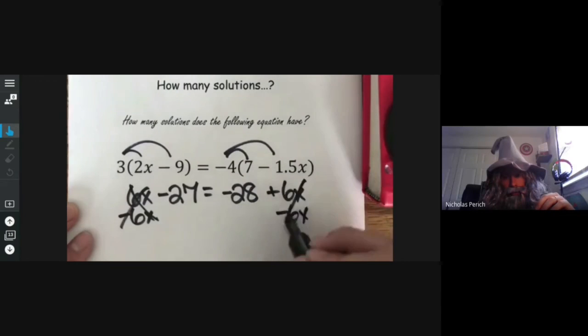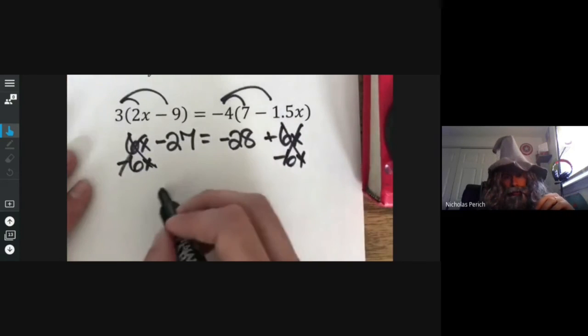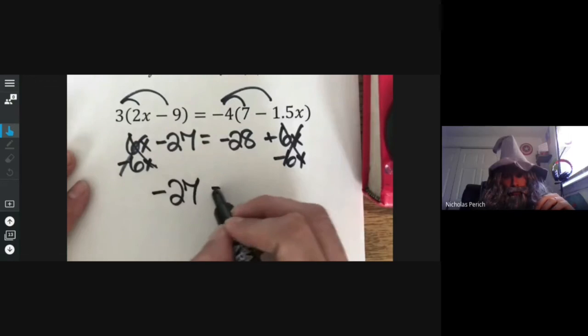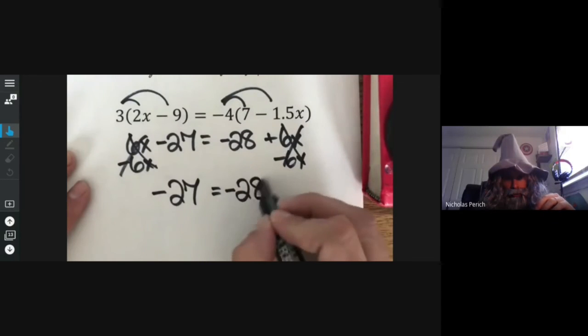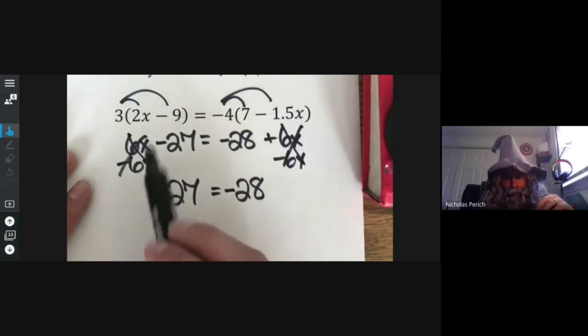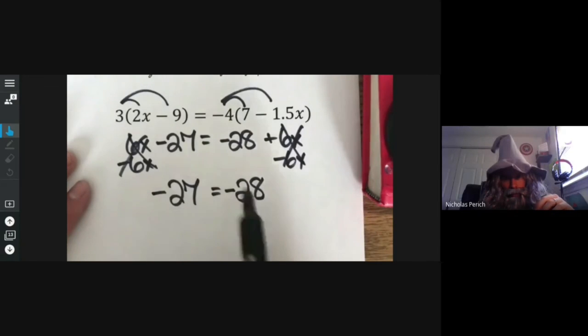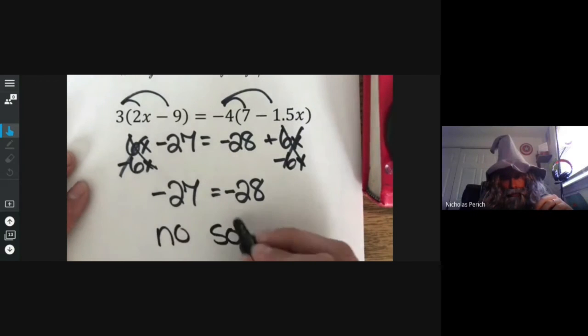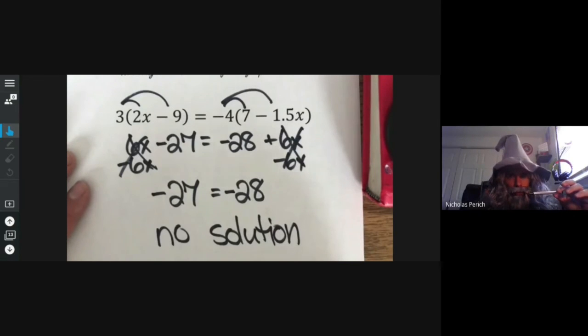And when they both disappear, what you have on the left is negative 27, and what you have on the right is negative 28. Since these guys don't equal each other, once the variables disappear and you have something that does not make sense, you have no solutions. So the question was, how many solutions does this have? Well, none. No solutions.